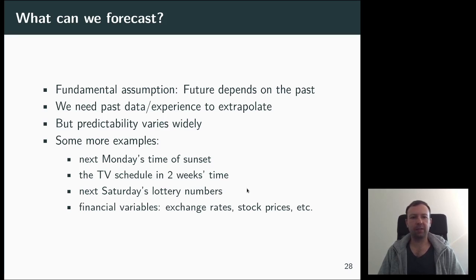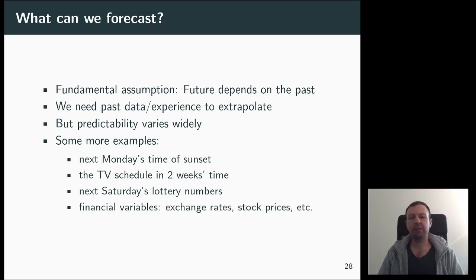I've shown you the stock market example, but let's talk about some more examples. For example, next Monday's time of sunset, right? That's very predictable because the sun is very predictable and physics is very predictable. The TV schedule in 2 weeks' time is very predictable because we want it to be predictable, because people work towards it being predictable. On the other hand, something like next Saturday's lottery numbers: I can give you the last 20 years of lottery numbers every Saturday and you can build your model, but you shouldn't be able to extract anything from that.